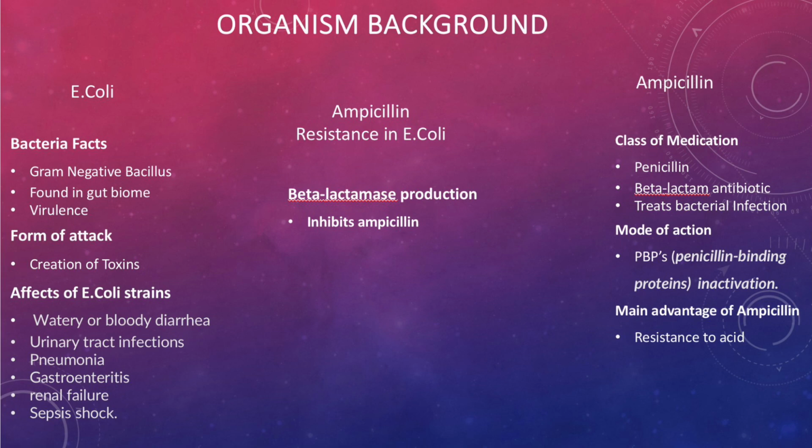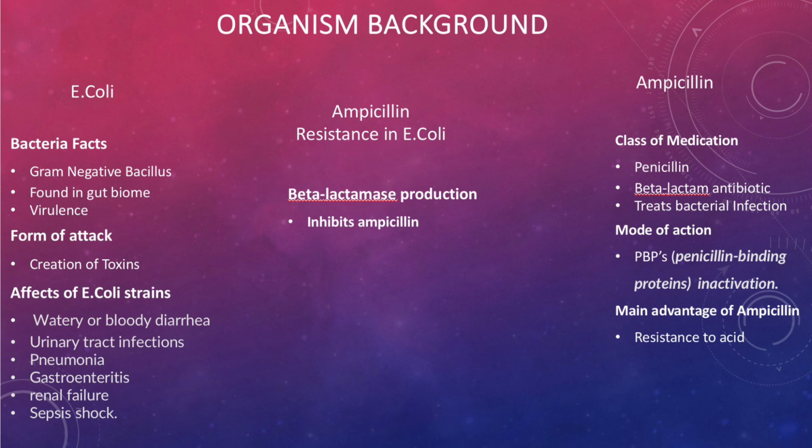E. coli is a gram-negative bacillus and is a part of the gut biome. Virulence determines the disease strength and its ability to build up resistance to common antibiotics. Different strains have different effects, like watery or bloody diarrhea, urinary tract infections, pneumonia, gastroenteritis, renal failure, and septic shock. E. coli's main form of attack is by creating toxins when attacking the cell wall.